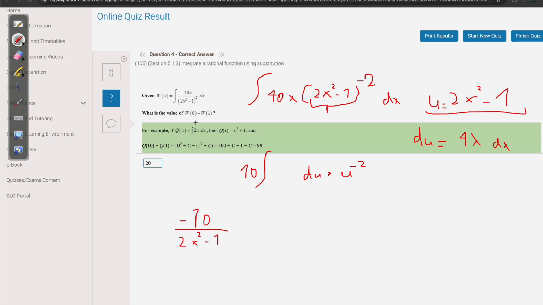Thing is, they want this of 0 minus the function of 1. So we're just going to do this to signal the change, 1 to 0. And then we're just going to substitute x by 0. So negative 10 over negative 1 minus negative 10 over 1. So 10 plus 10 is equal to 20, which is what we have here.